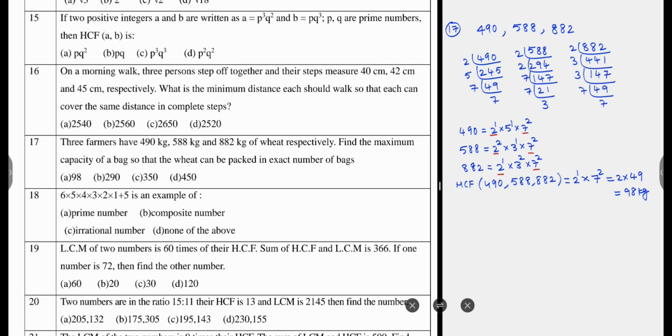98 kg. Which option? Option A. Option A is correct. Question number 17. Now question number 18.